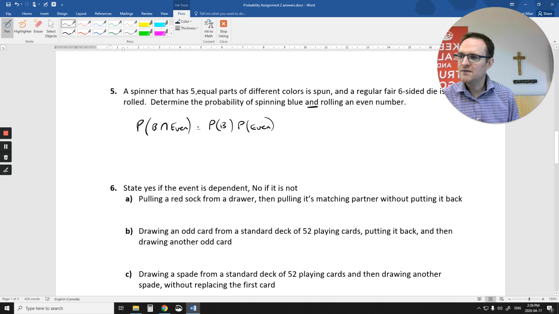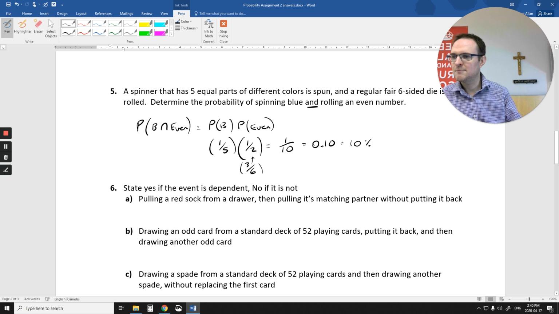Okay, so the 5 equal pieces here. The probability of spinning a blue is going to be 1/5, and getting an even number out of all my dice is going to be a half. See, 3 of the numbers are even out of the 6. Then I'm going to multiply those together, and I'm going to get 1/10. So when you multiply fractions, remember you multiply the tops, you multiply the bottoms, and you get your fraction. Which, if you put that as a decimal or a percentage, is about 10%.